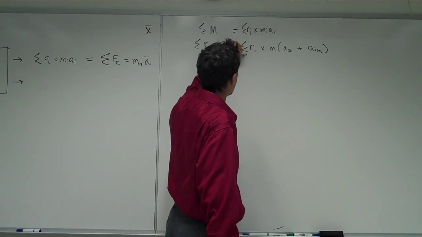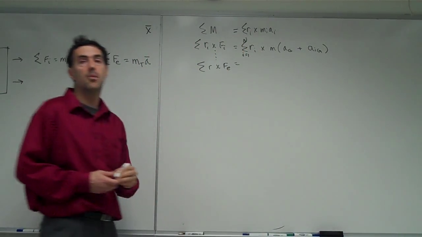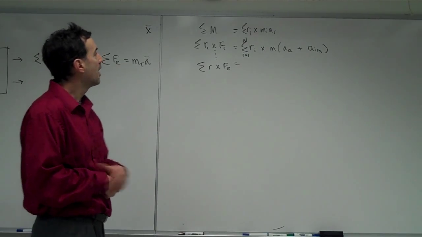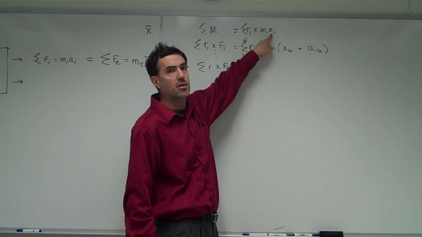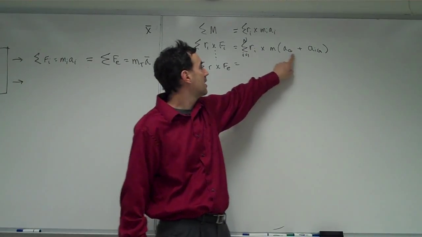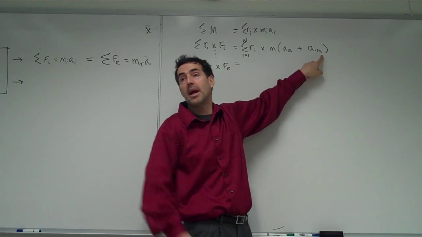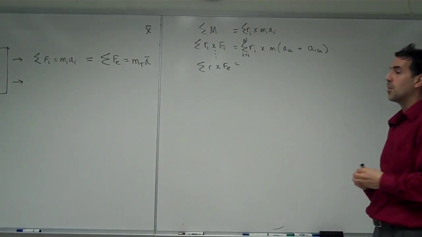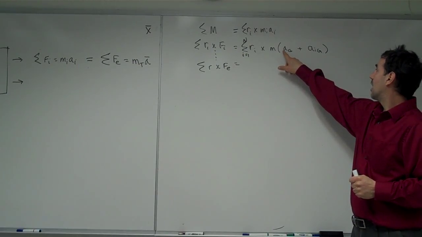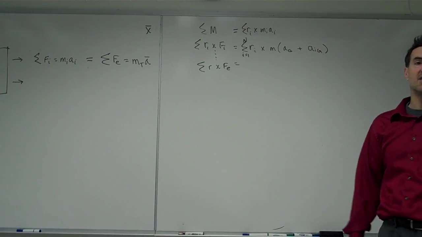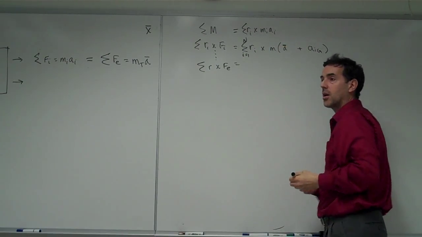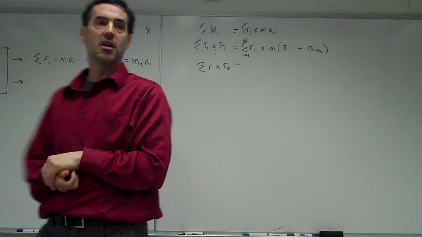Okay, so this is a sum over i from 1 to n, where n is the number of chunks or particles we're dealing with. Let's focus on the right-hand side. I've taken the acceleration of any individual particle and written that as the acceleration at the center of mass plus the acceleration of that individual particle compared to the center of mass. The acceleration of the center of mass, I might write as a sub g. Another common term for that would be a bar, to indicate it's the acceleration of the center of mass.